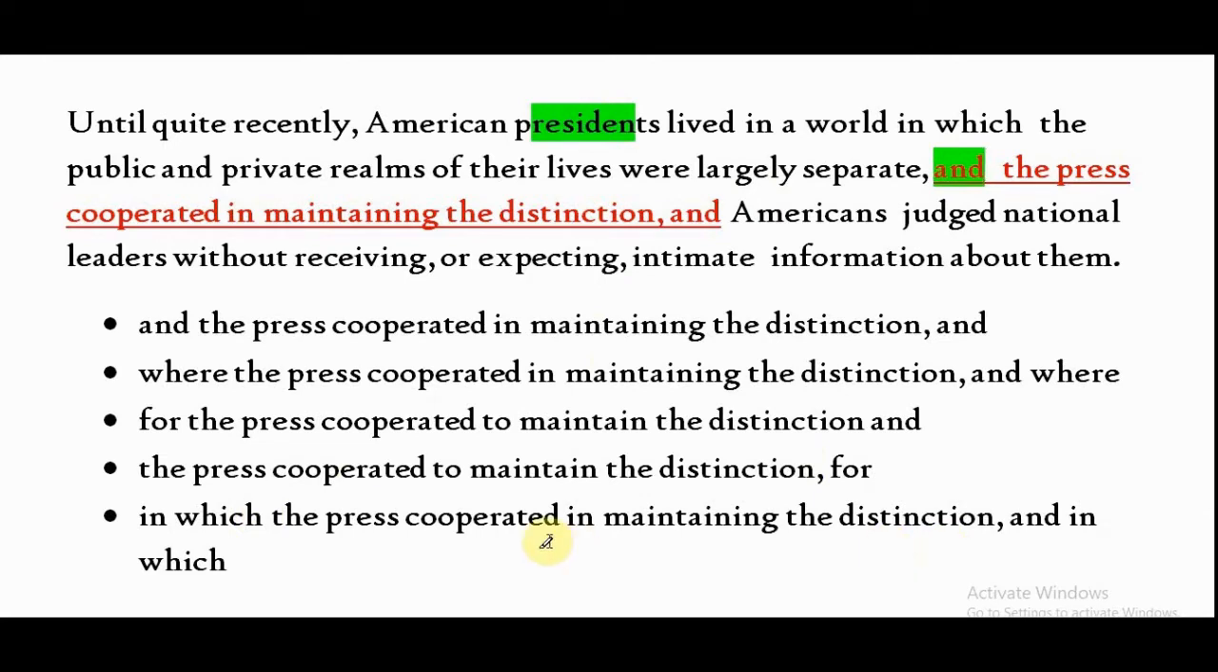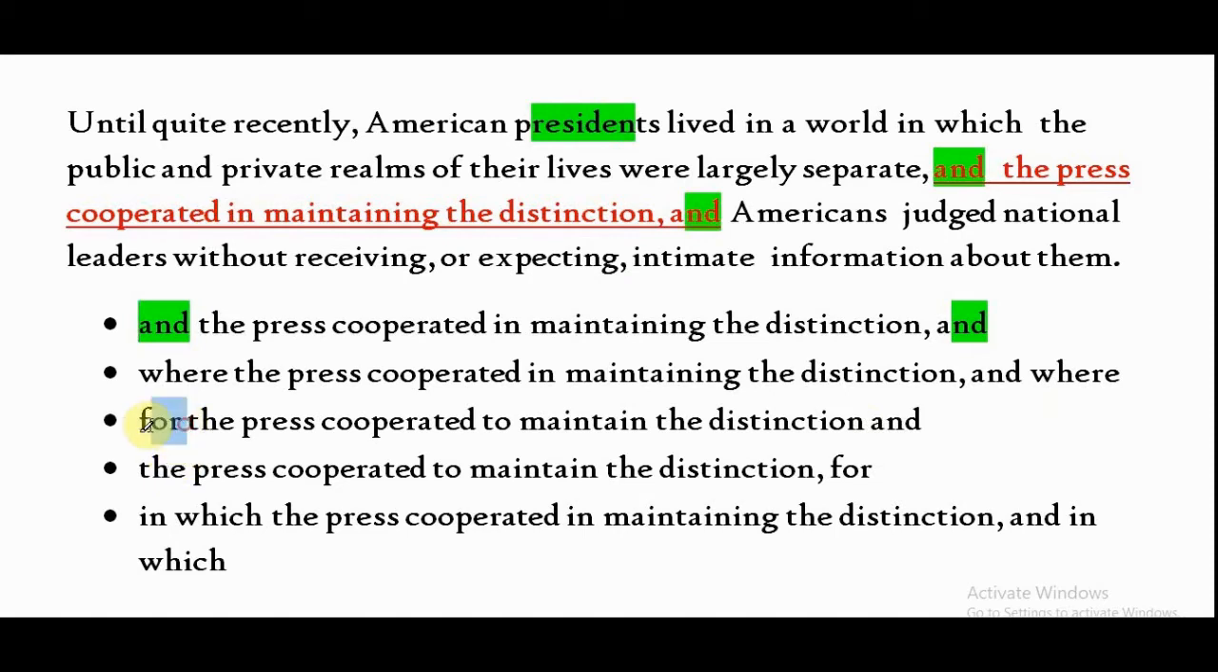In which means not possible. We have taken an incorrect entity. Why incorrect entity? Because President lived, X, press cooperated, Y, American judged, Z. So for X, Y, Z, there should not be any comma. And here it must be "that". In that case, if you notice, "that" is here, but this is incorrect. So incorrect entity, and "which" not possible, and "but for".